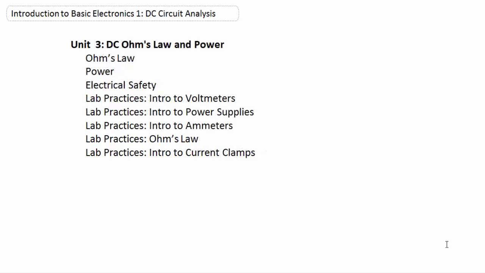Unit 3 discusses Ohm's law and power. Ohm's law is a pivotal concept that ties together the relationship between voltage, current, and resistance, and will be regularly applied throughout this series and others. Expect lots of illustrated example problems. Additionally, this unit introduces the voltmeter, the ammeter, and the DC power supply.